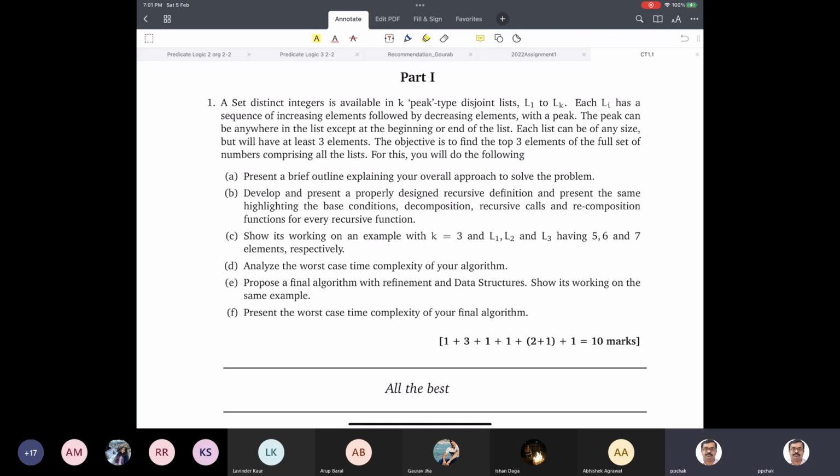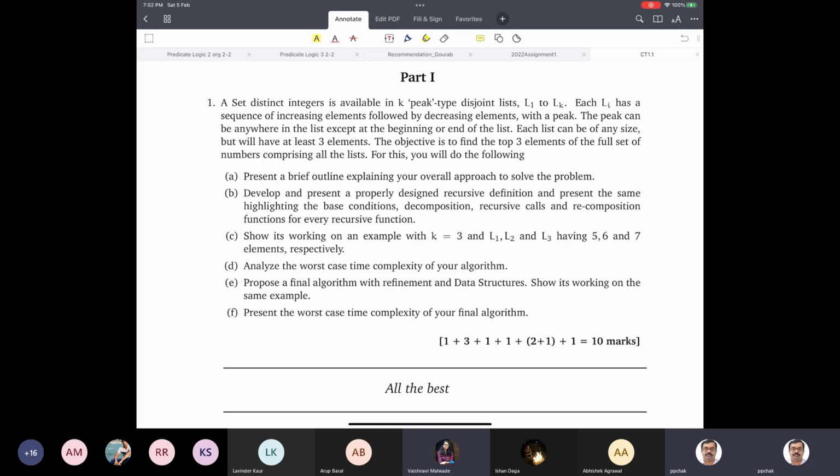Did you do it in the test? Yes, sir. How did you do it? Sir, using the function. Sir, actually the question was not a bit clear. So the strategy I was thinking was to calculate the peaks of each list and then find the top.